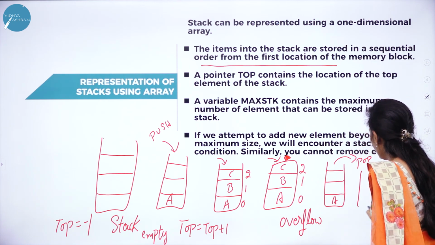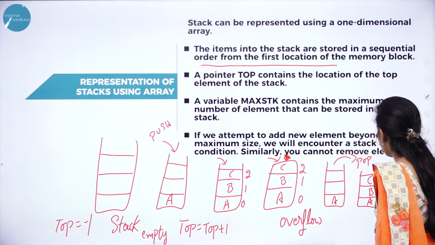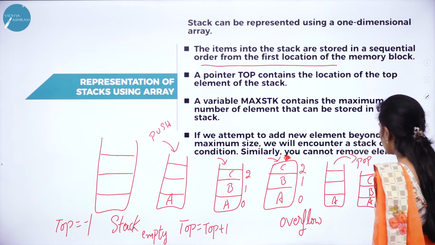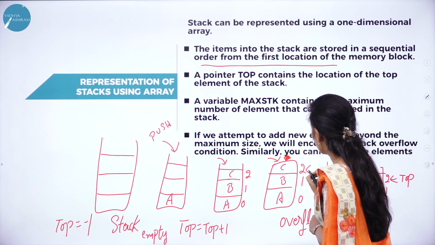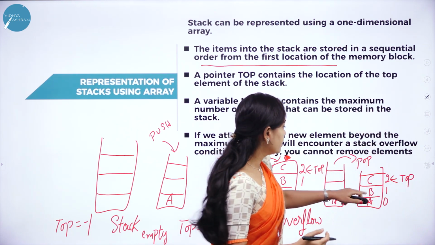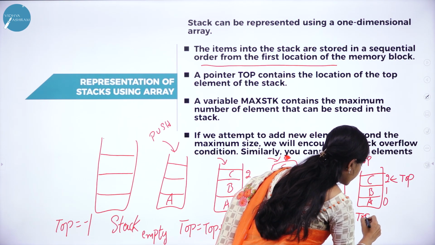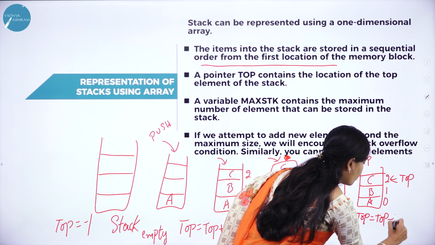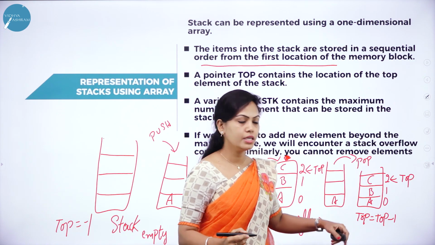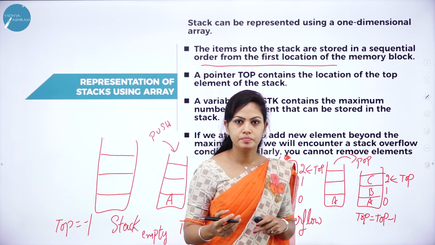So here we have 3 elements, A, B, C. This is called the top of the stack. Top of the stack is 2. Here I am going to remove an element from the stack, that is called popping the element, that is top is equal to top minus 1. Top minus 1 means removing the element from the stack. Pop means removal of an element.